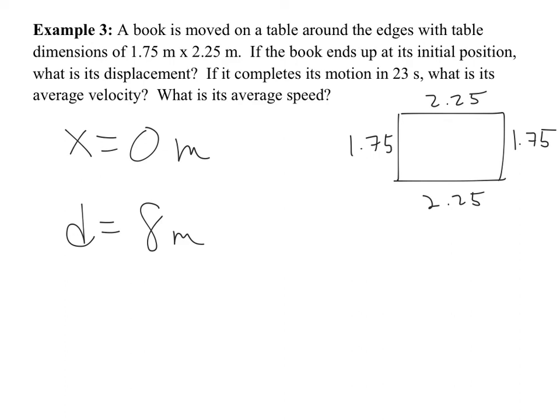The distance traveled is 8 meters. The displacement, though, is 0 meters. That part is good so far. So we can simply say that obviously the displacement is 0. That's part 1. It says, what is the average velocity?